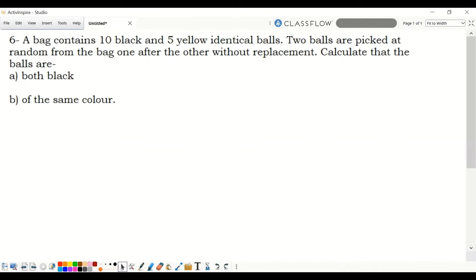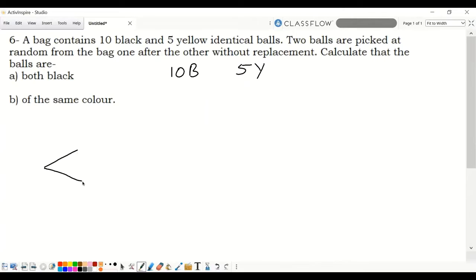In this video, I'm going to solve question number 6 of the WASSCE Elective Math 2020 exam. It says that the bag has 10 black and 5 yellow balls. So there are just 2 options, so it makes our job easy. 2 balls are picked. So I think drawing a tree diagram will be easy.